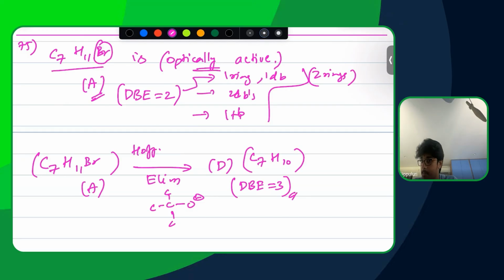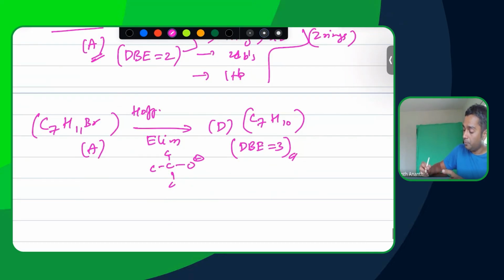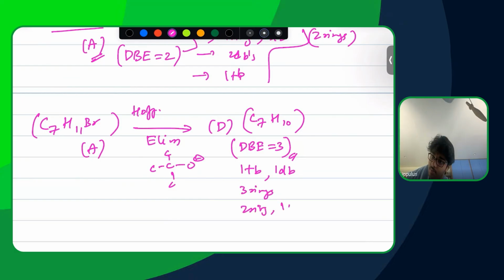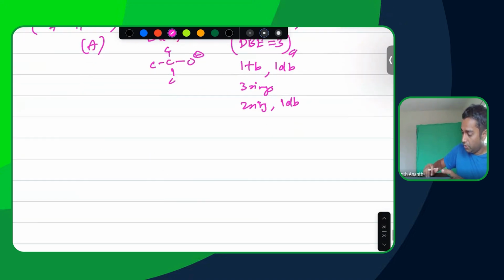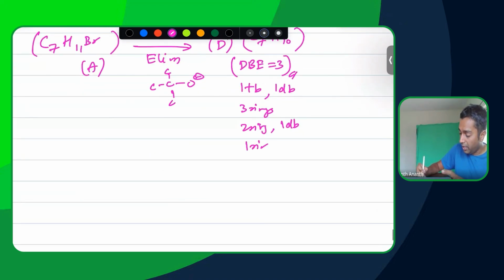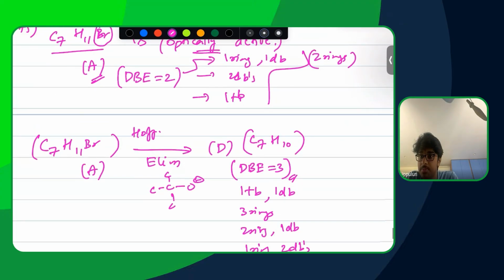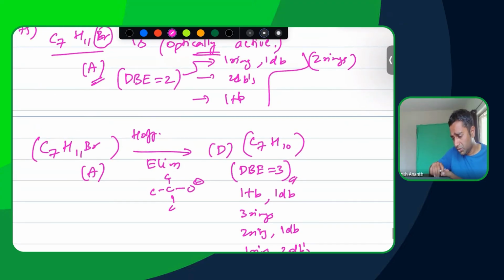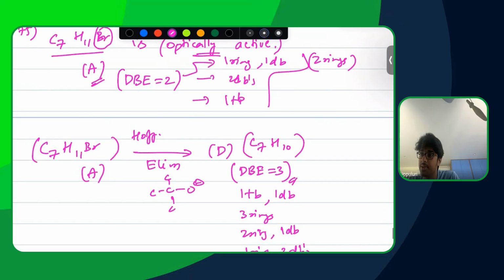So what are my possibilities for this now? It can be 1 triple bond and 1 double bond, or 3 rings, or 2 rings and 1 double bond, or 1 ring and 2 double bonds, or 1 ring and 1 triple bond. Can I have that? No, you cannot have it.